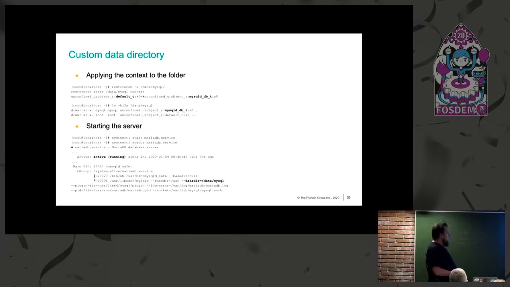If you then do restorecon -v, which gives you useful output, so it shows you what it's actually changing, then it will start changing the types. And now you can see that it has the right type. If you now start the server or get the status, you can see that it's active running with the right data directory as you were expecting. So this is one way of dealing with it.